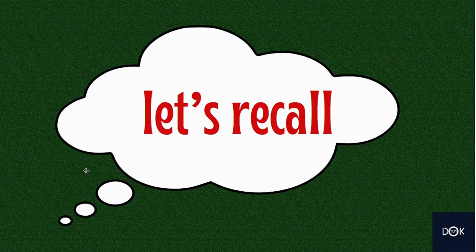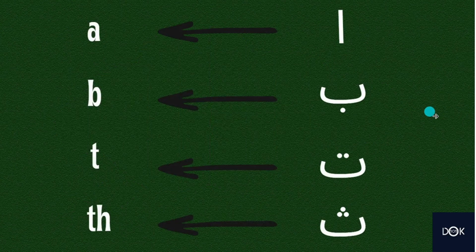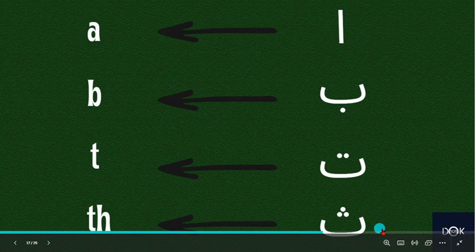Now let's recall the 4 letters we just did. The first letter was alif, a, alif, a, ba, b, ba, b, ta, t, ta, t. Last letter, tha, tha. Make sure you don't make a hissing sound while reading letter tha.